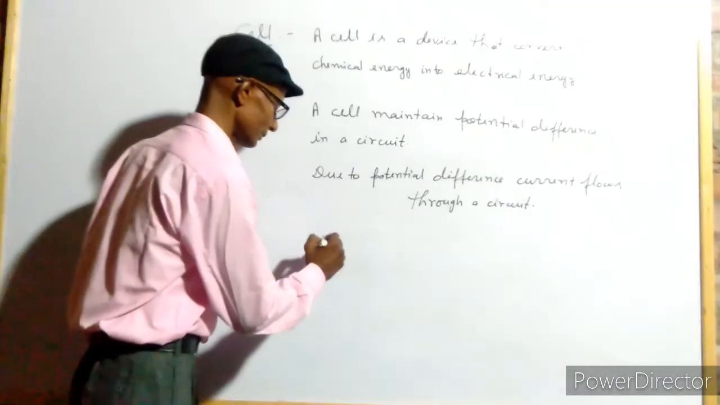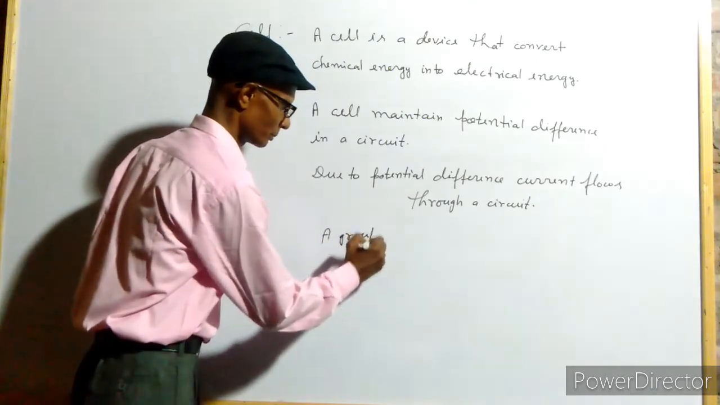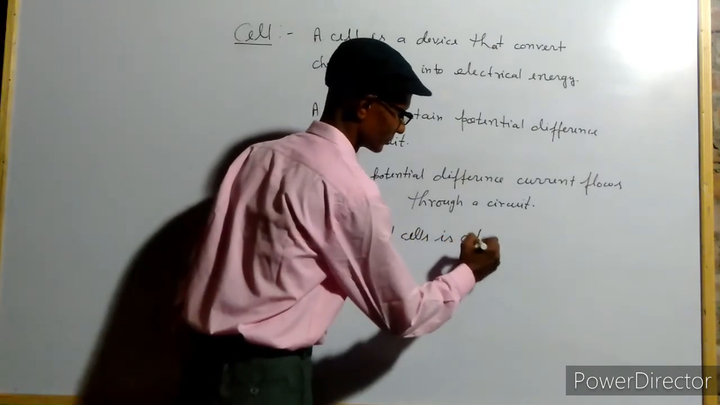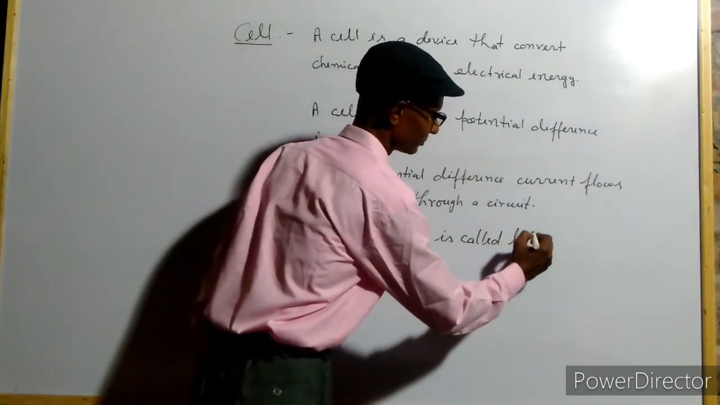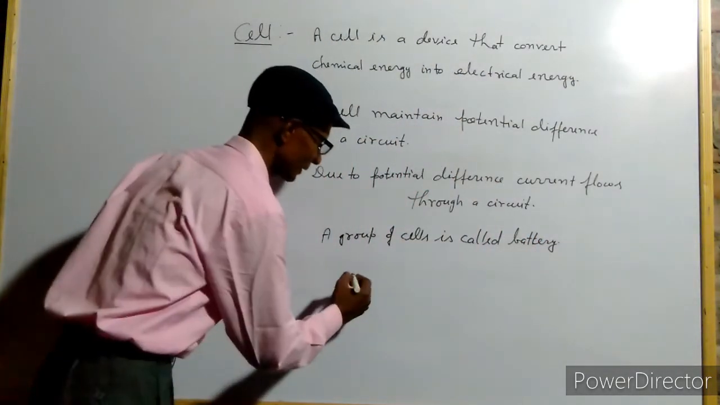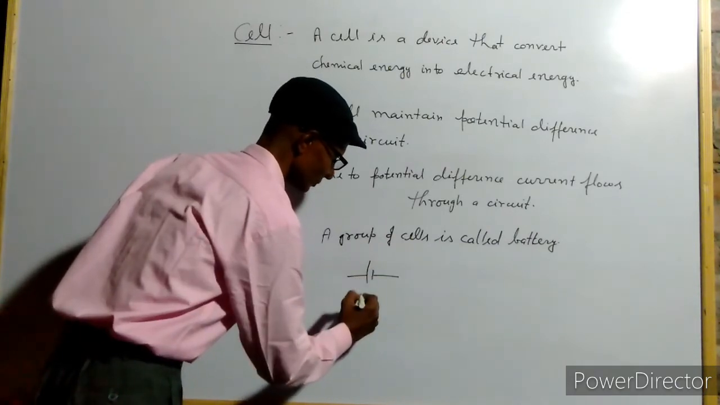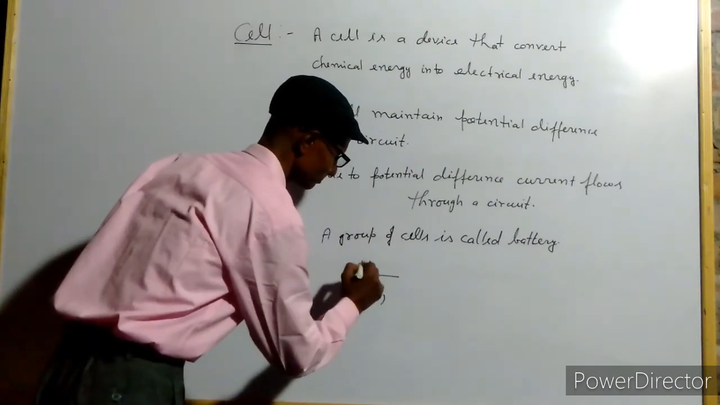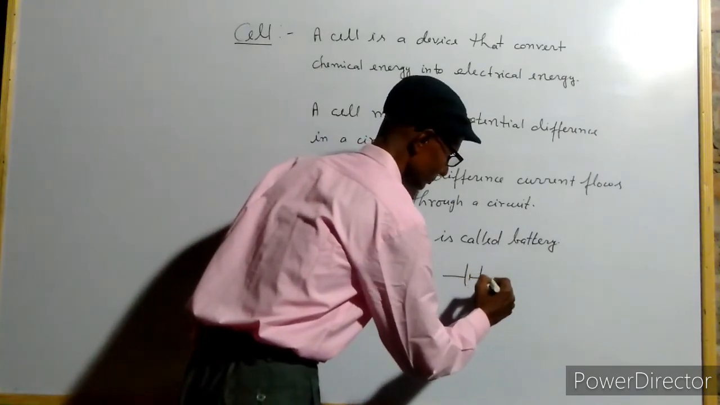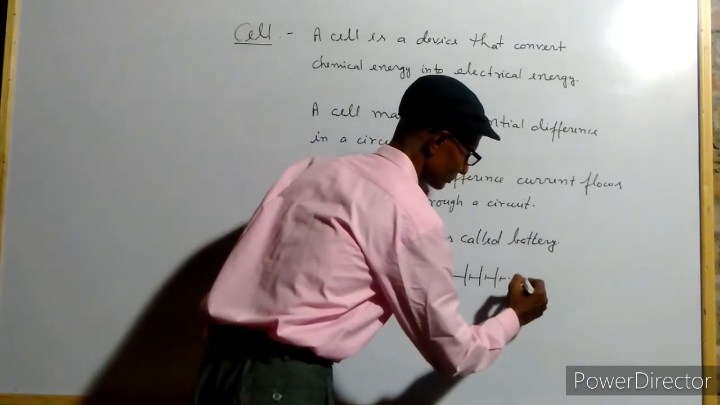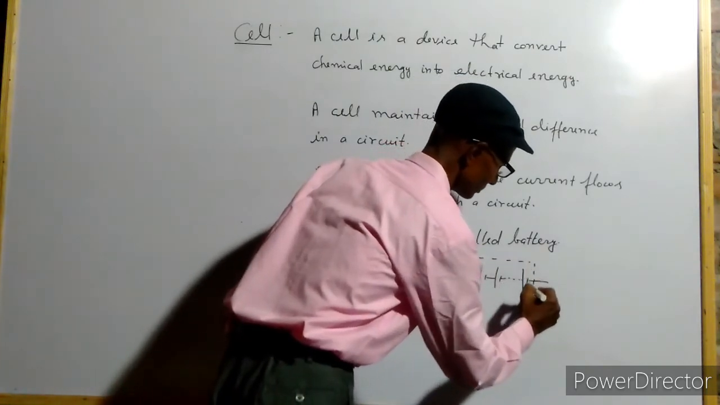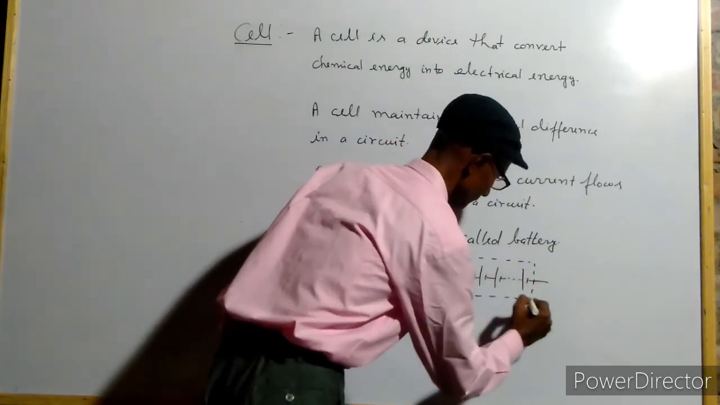A group of cells is called battery. Symbol of cell like this. Symbol of battery. It is battery.